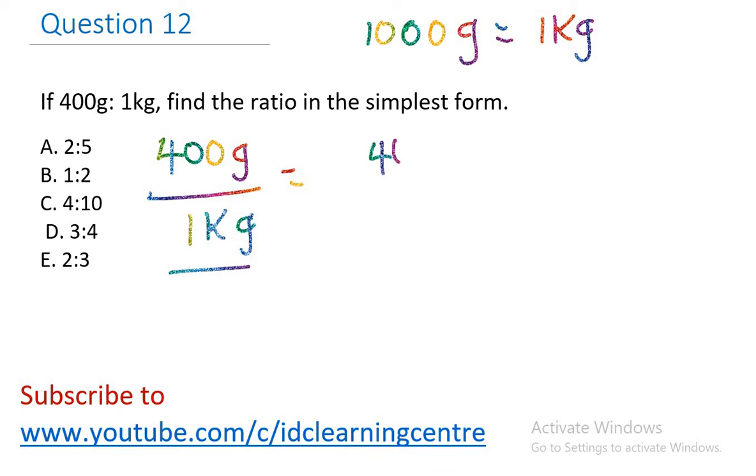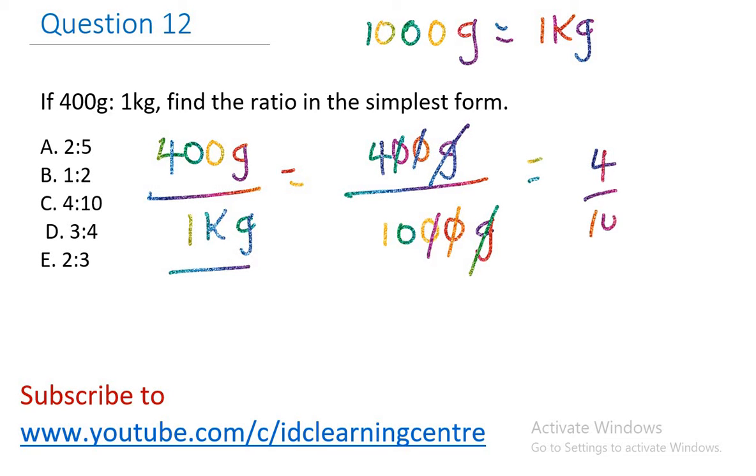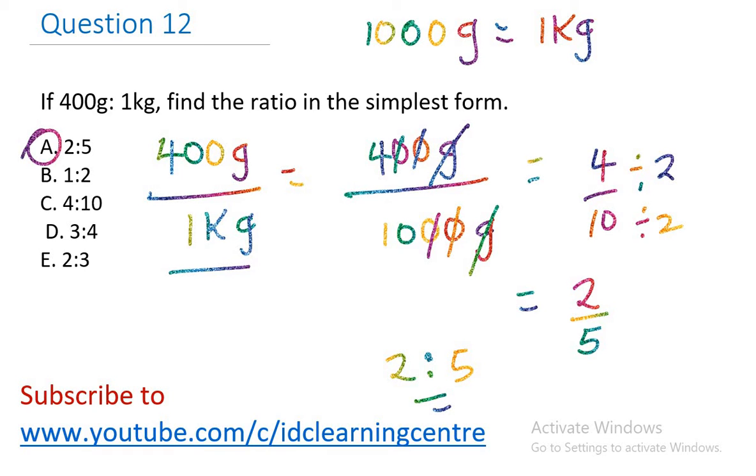So it will give us 400 grams divided by 1000 grams. Grams cancels grams. This 20 cancels this 20. So we are left with 4/10. Now divide both sides by 2. So 4 divided by 2 is 2, 10 divided by 2 is 5. So we get 2/5, which is B.